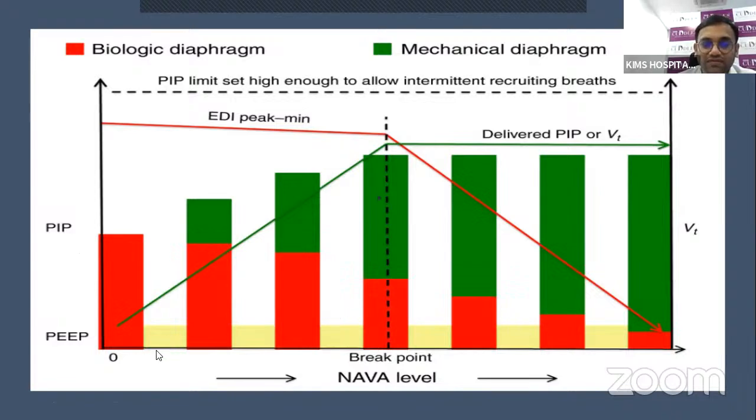So we'll start the NAVA level slowly, and we'll watch the EDA peak. When the EDA peak starts falling to 10 to 15 microvolts, that is the NAVA level that we actually want for the baby. We'll start with 0.5 and slowly increase, and at the point where the EDA peak starts decreasing and falls in the range of 10 to 15 microvolts, that is the NAVA level we want for the baby, which provides adequate respiratory support.